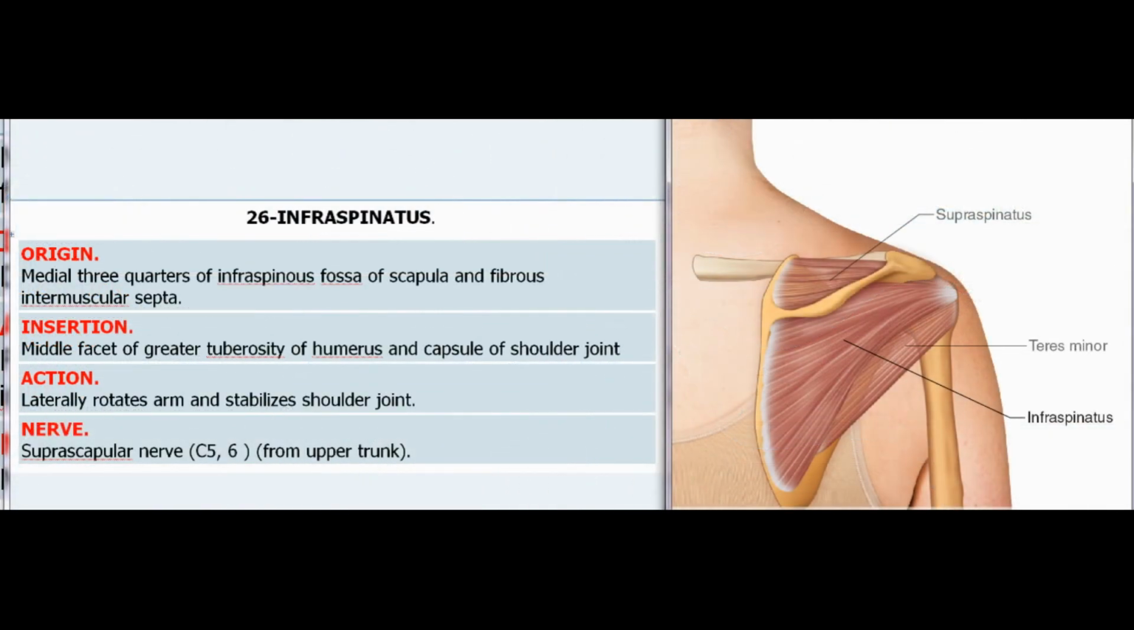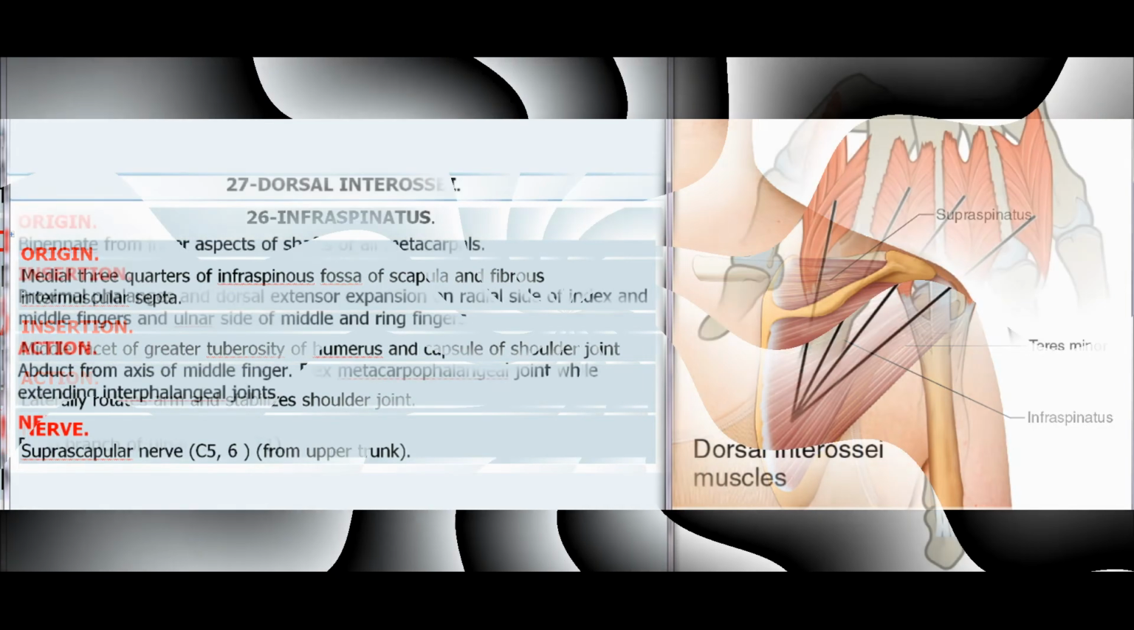26. Infraspinatus. Origin. Medial 3/4 of infraspinous fossa of scapula and fibrous intermuscular septa. Insertion. Middle facet of greater tuberosity of humerus and capsule of shoulder joint. Action. Laterally rotates arm and stabilizes shoulder joint. Nerve. Suprascapular nerve, C5, 6, from upper trunk.